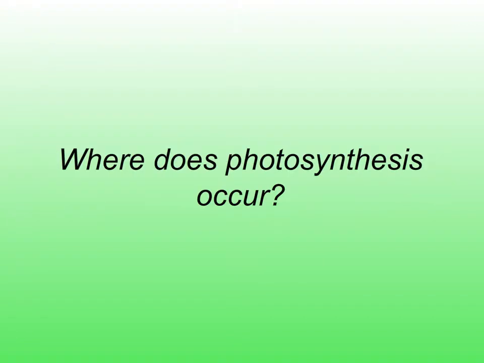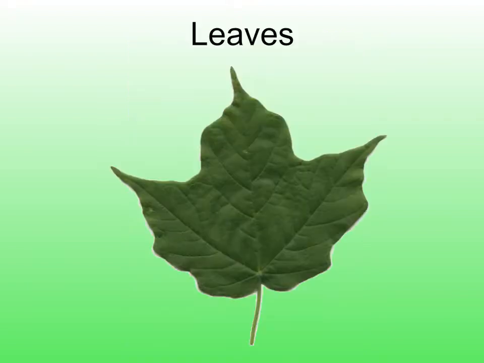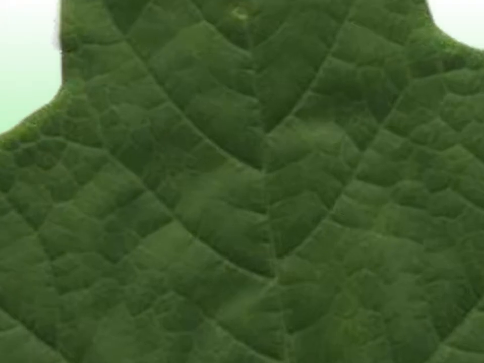So where do these marvelous reactions take place? While many organisms like this algae have the ability to photosynthesize, we will examine plants in detail, and in plants photosynthesis primarily occurs in the leaves. Why the leaves? Well, let's take a closer look. Closer, closer. There we go.